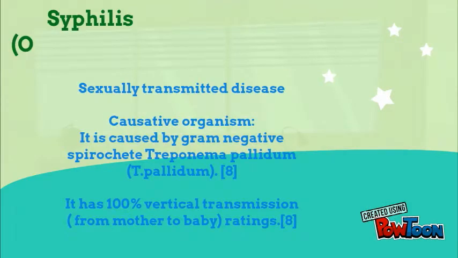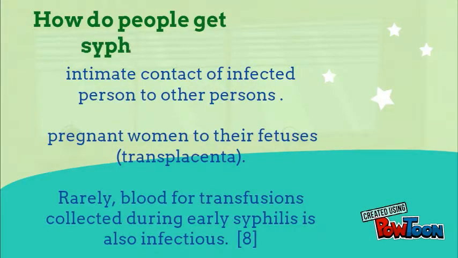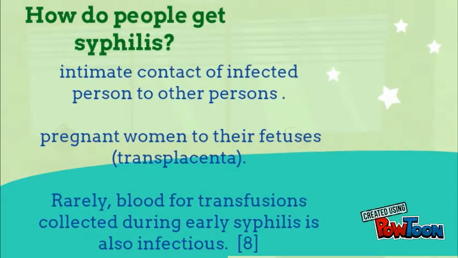In TORCH, O stands for other organisms that cause diseases such as syphilis, which is a sexually transmitted disease. It is caused by a gram-negative spirochete called Treponema pallidum. How do people get syphilis? By intimate contact of an infected person with other persons, from pregnant women to their fetuses, and rarely by blood transfusion collected during early syphilis.